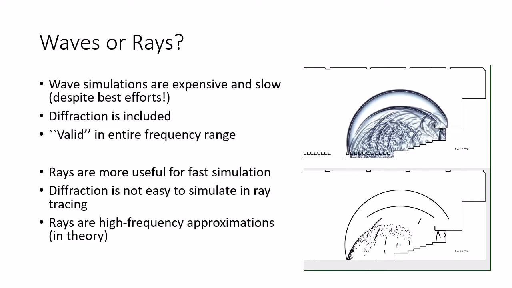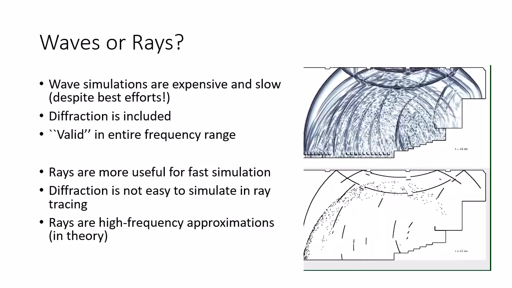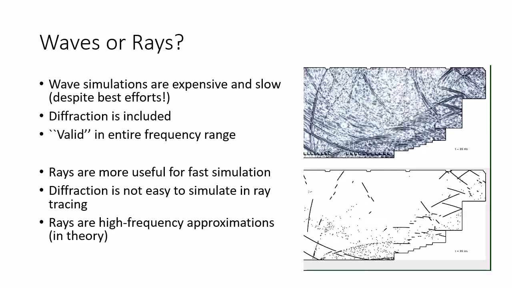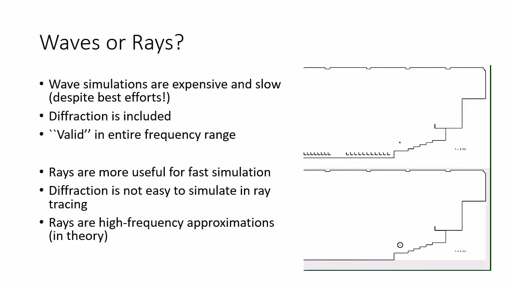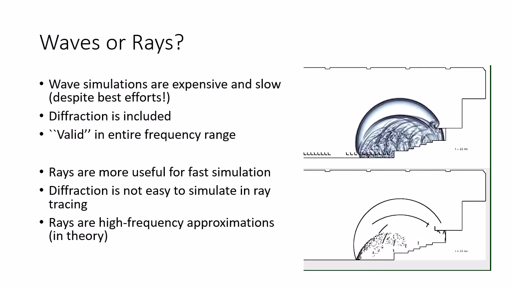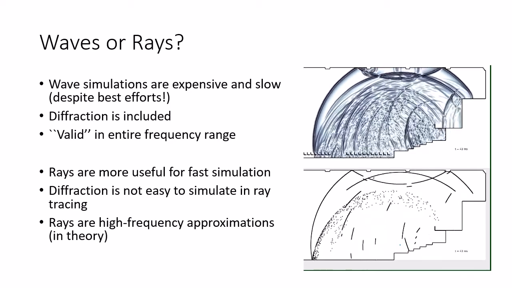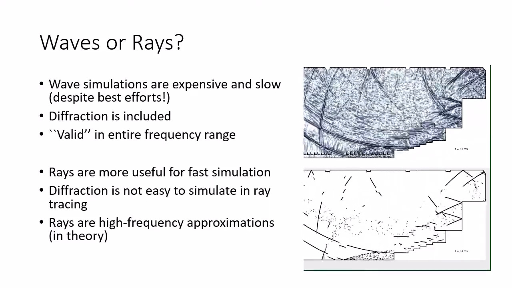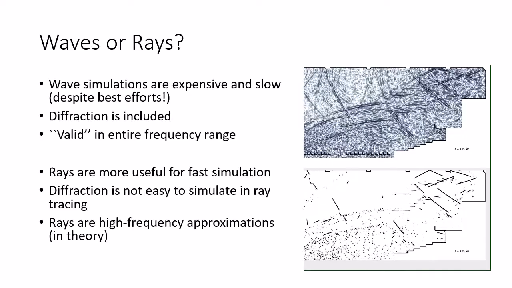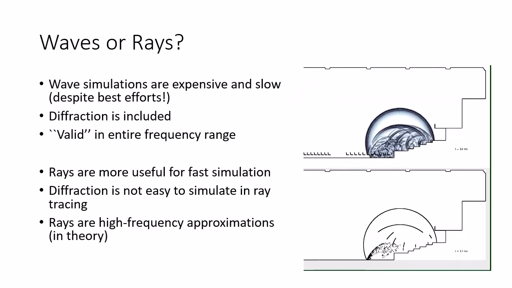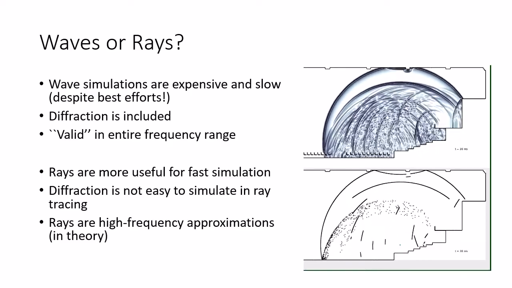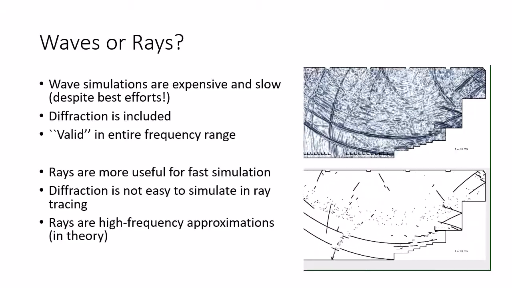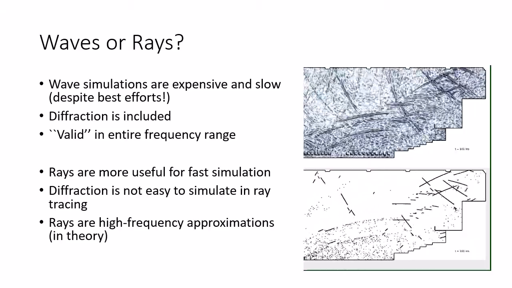Ray tracing or ray models, geometric acoustics, are more useful for quick simulations, so you can get quick predictions of T60s, or quick relative to wave models at least. The problem is, diffraction is very difficult to simulate in ray models. There are some solutions you can use for diffraction around edges, but quickly they start to be inapplicable to real-world scenarios, or they become quite costly to simulate all the different diffraction events.